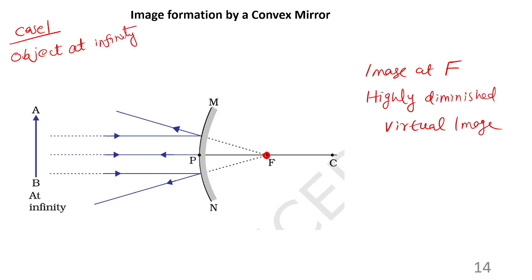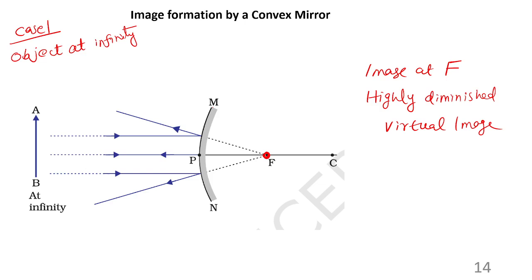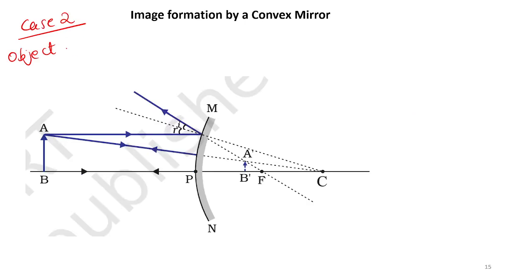So the next is, you finish, right? Case 2. I will explain with the help of this diagram, okay? Case 2, the object is not at infinity. Only two cases. Case 1 is object at infinity. Case 2 is object is not at infinity. A little far away, maybe nearer or some distance away from the mirror, but not at infinity. This is case 2.